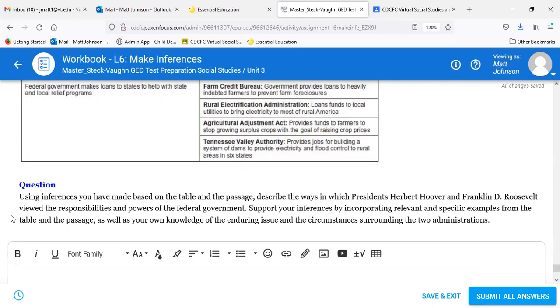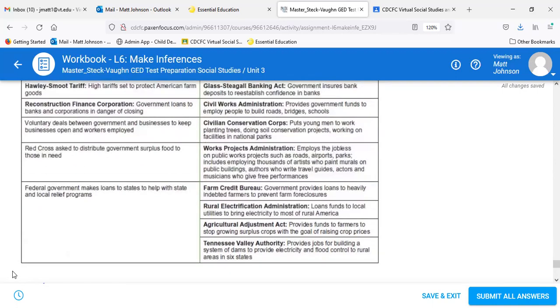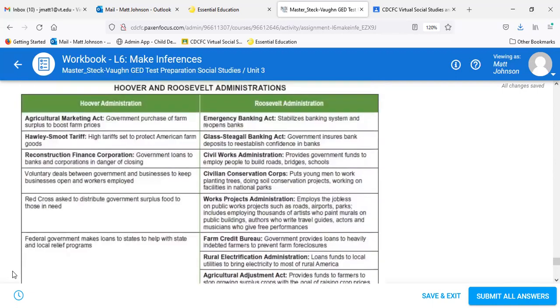So I thought it would be important. I want you to take a look at the prompt, the writing prompt, to see what we're going to be looking at here. So we're going to be making inferences, incorporating relevant and specific examples from the table and the passage and our own knowledge of the issues and circumstances surrounding the two administrations. So sort of comparing and contrasting the two administrations.